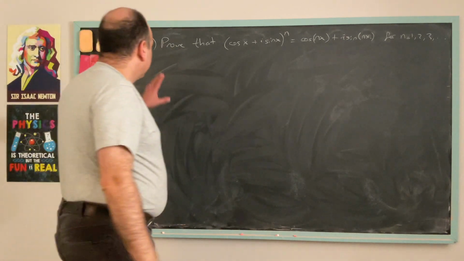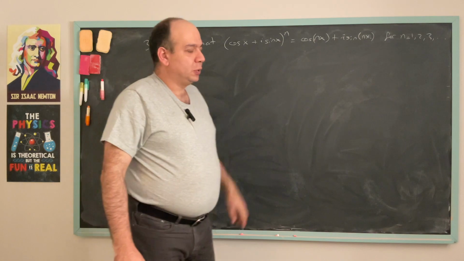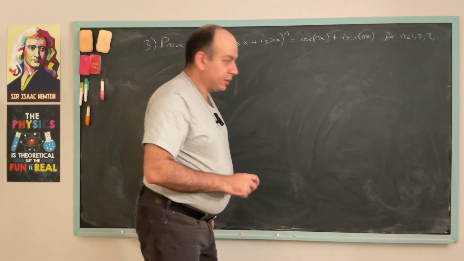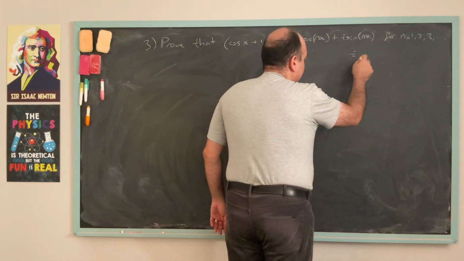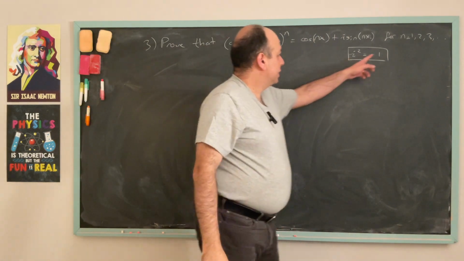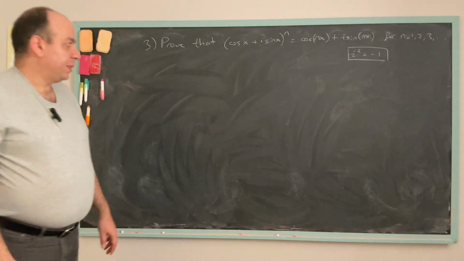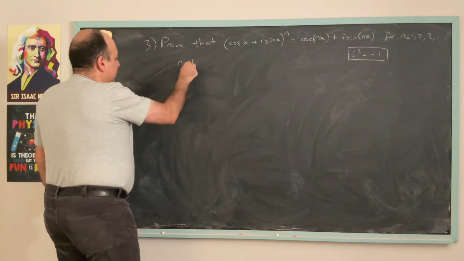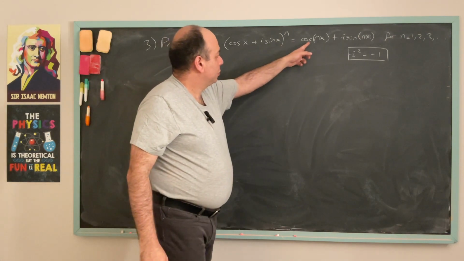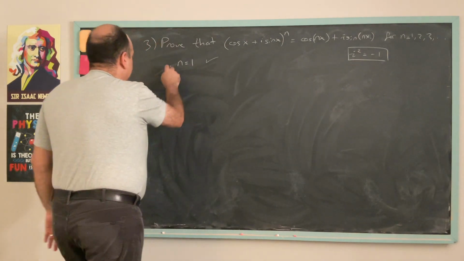Okay, the third question says prove that cosine x plus I sine x to the power n is equal to cosine nx plus I sine nx. So here, a quick reminder, I here is the imaginary number, so I squared is equal to minus 1. Okay? And here n is taking values like 1, 2, 3, 4, 5. Okay, we are going to use mathematical induction. So the base condition, when n is equal to 1, cosine x plus I sine x is equal to cosine x plus I sine x. Okay, so this checks out.